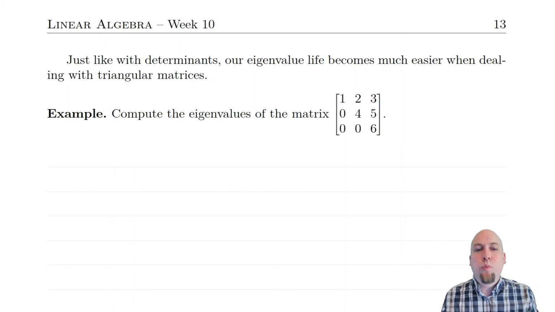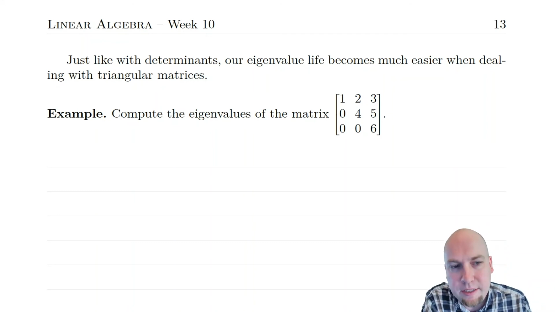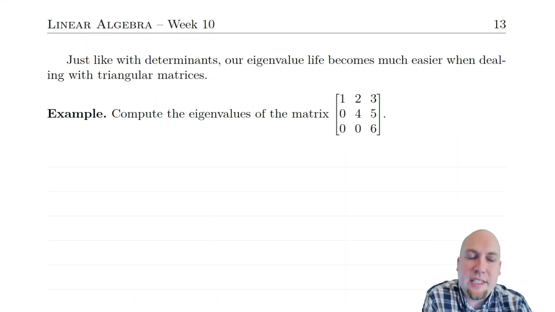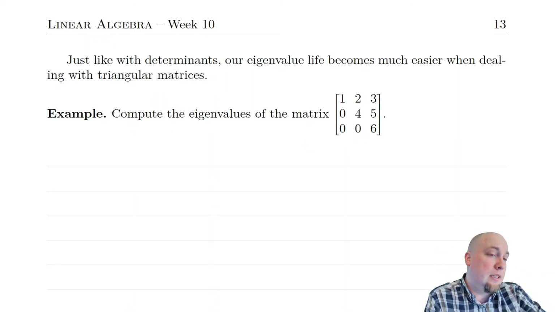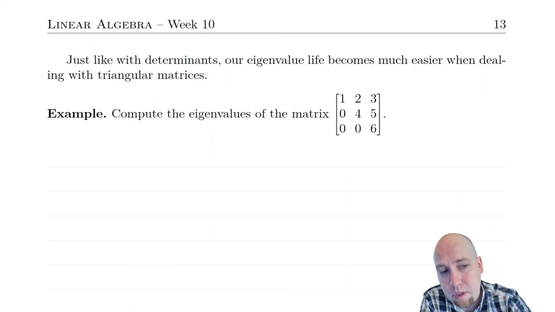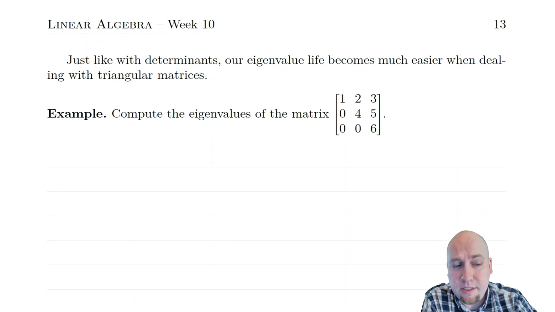Let's go on to one final special case about eigenvalues that is a little bit easier to deal with. It's nice to point out just because it's going to make our life easier in a lot of cases. So let's think about how we could compute the eigenvalues of this matrix here. It's an upper triangular matrix. It's 1, 2, 3, but then zeros down here, and then 4, 5, and 6. Let's compute the eigenvalues of that matrix and see something that happens.